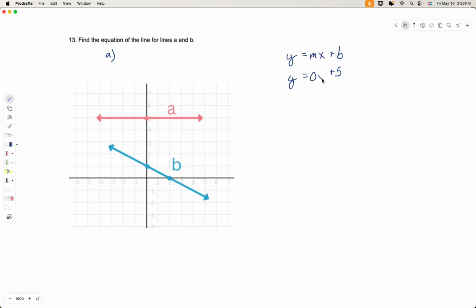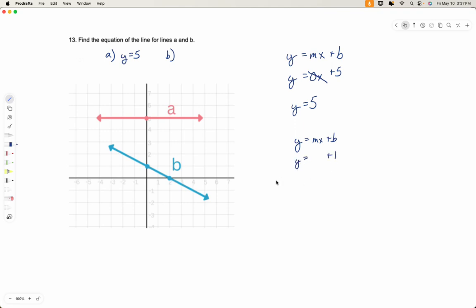And when it's flat, it has no slope. So 0 times x. What is 0 times x? It's 0. So it goes away. So all we have, this cancels, is y is equal to 5. And that's what A is. Y is equal to 5. So let's look at B. Again, we have y is equal to mx plus b. This is a slope, and this is the y-intercept point. So the y-intercept point here is a positive 1. So it's plus 1.